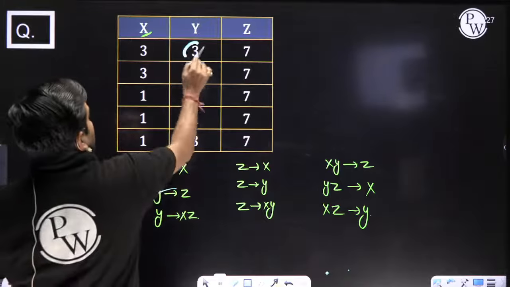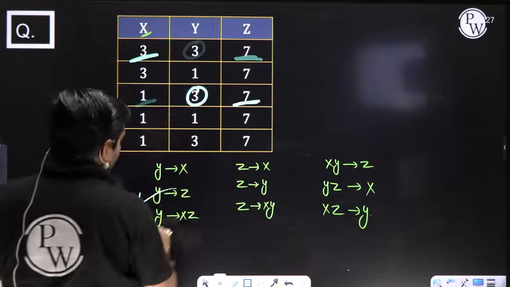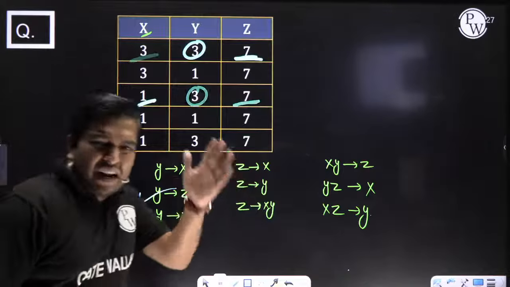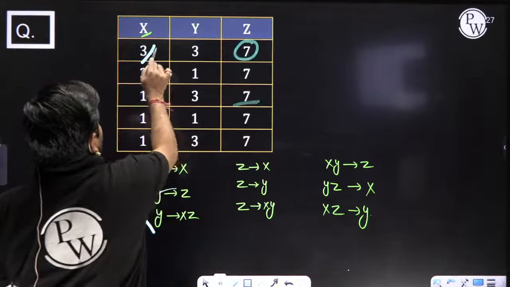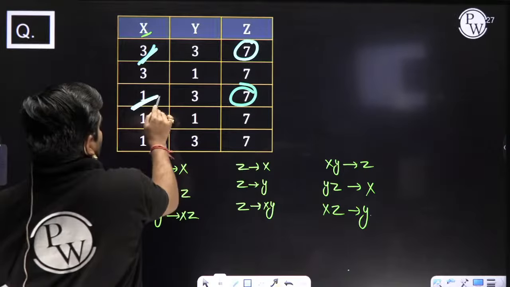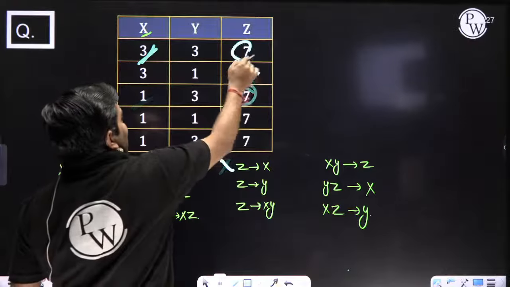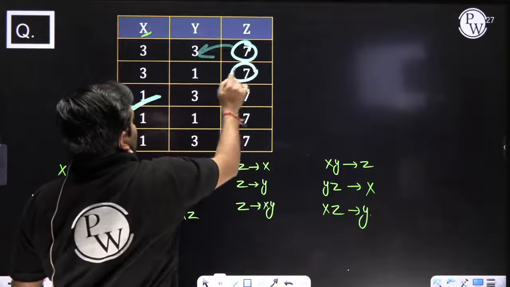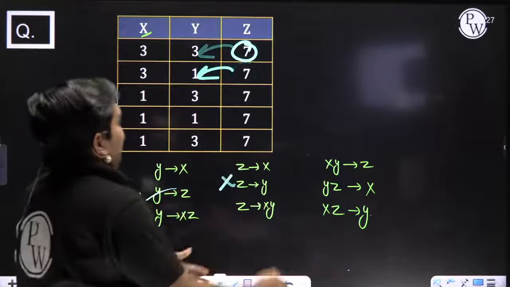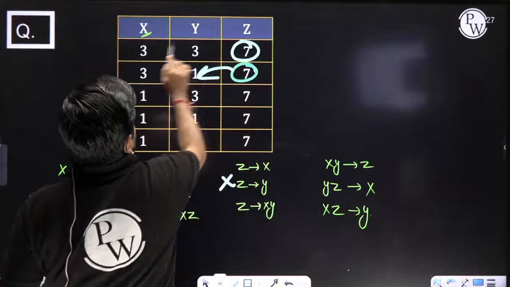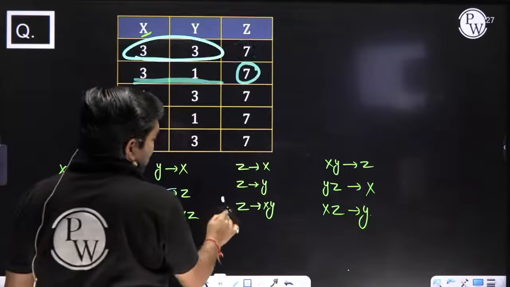Next, Y to XZ: at 3 we have 3 7, at 3 we have 1 7. Wrong, sir. Z to X: at 7 we have 3, at 7 we have 1. Wrong. Z to Y: at 7 we have 3, at 7 we have 1. Wrong. Z to XY: 7 3 3, and 7 3 1. Wrong, sir.